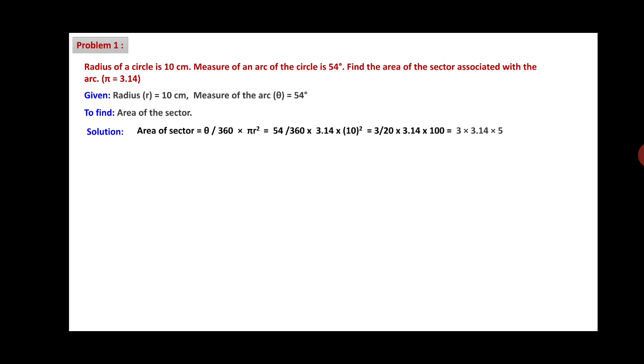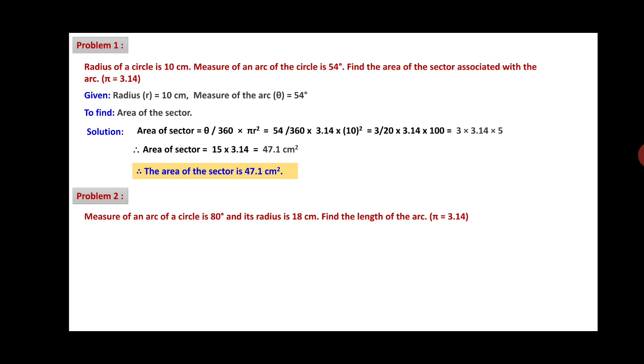So, area of a sector is equal to theta upon 360 into pi r square. Now we will substitute the values. Theta 54 upon 360 into 3.14 into 10 square, which is 3 upon 20 into 3.14 into 100, which will be equal to 3 into 3.14 into 5. Therefore, area of the sector is equal to 15 into 3.14, which will be 47.1 centimeter square. So the area of the sector is 47.1 centimeter square.